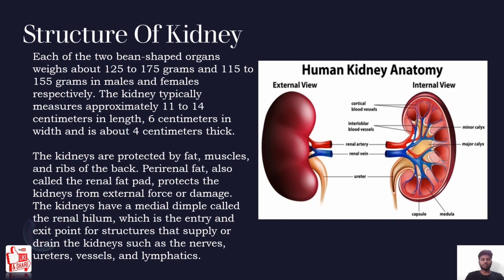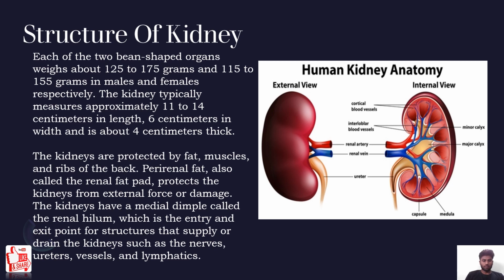Structure of kidney. Each of the two bean-shaped organs weighs about 125 to 175 grams in males and 115 to 155 grams in females, respectively. The bean-shaped kidney typically measures approximately 11 to 14 centimeters in length, 6 centimeters in width, and is about 4 centimeters thick.